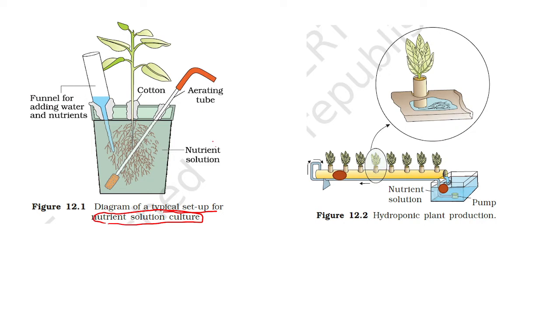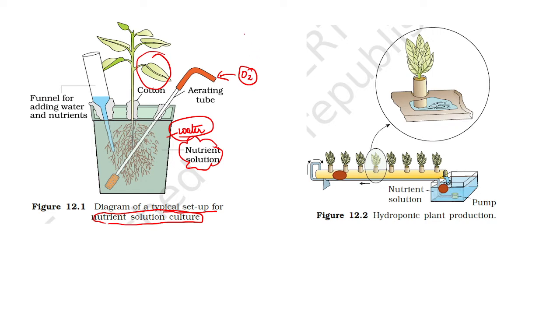So this is what we call nutrient solution. Here in this water, nutrients are added, so we call it a nutrient solution now. And this is your plant which is grown till maturity, and this is your aerating tube which is pumping the oxygen, because oxygen is very, very essential.